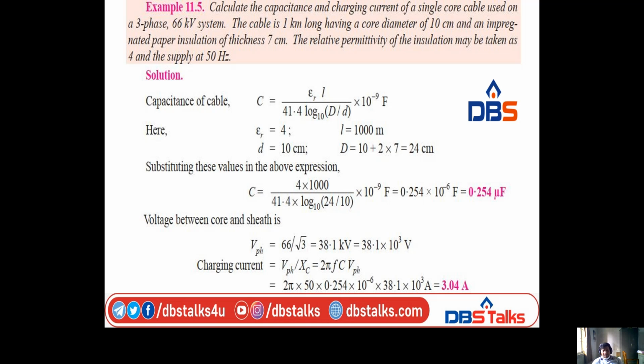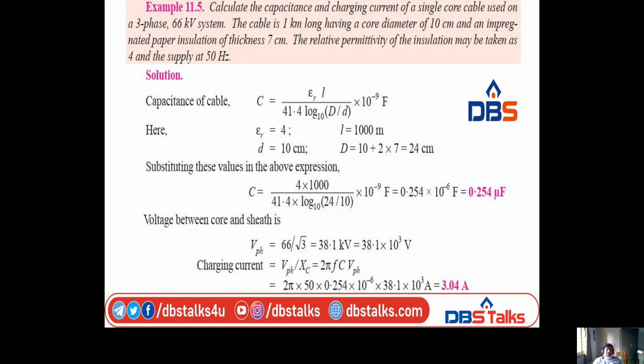Therefore, C is equal to 4 into 1000 divided by 41.4 into log 24 by 10 base 10 into 10 power minus 9 farad. Therefore, capacitance of a single core cable equal to 0.254 microfarad.